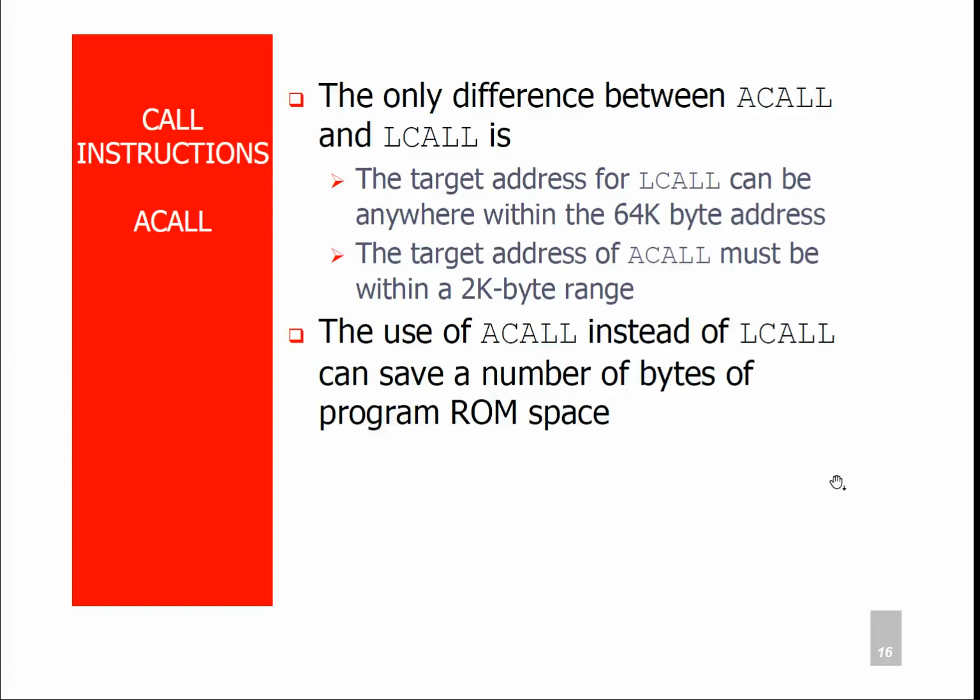Next, the only difference between the ACALL and LCALL is that the target address for LCALL can be anywhere within the 64 kilobytes of address, and the target address of ACALL must be within 2 kilobytes of range, which we already discussed. And the use of ACALL instead of LCALL can save a number of bytes of program RAM space, because the LCALL instruction requires 3 bytes and ACALL requires only 2 bytes. So this is all about the call instructions.